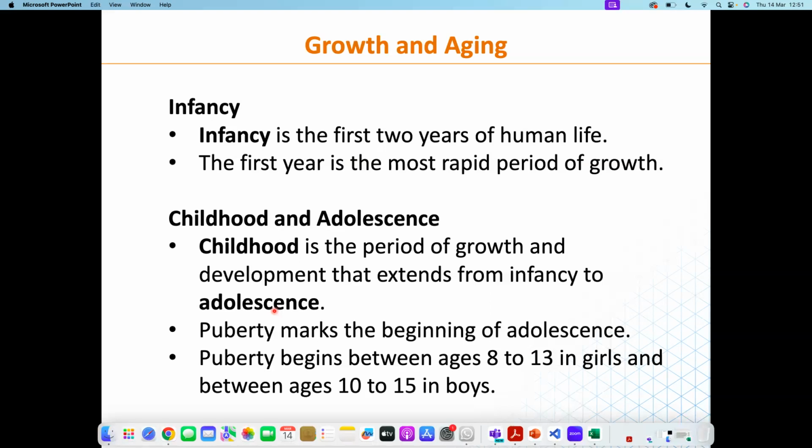So if you have twins, if you have a twin sister, you're growing at the same age, suddenly she will just get bigger than you. Because this is a normal thing for the female, they have a rapid growth when they're about to get to the adolescence age. But the boys is between 10 to 15 years.